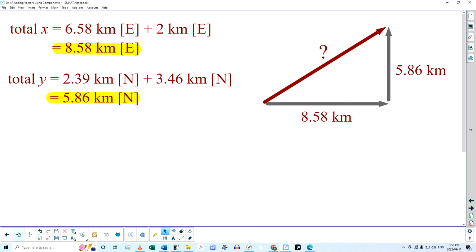We need to find the length of that, which will be the magnitude of the total displacement, and we need to find the angle, which will be a certain number of degrees north of east. Give everybody just a minute here to calculate the hypotenuse. It's the Pythagorean theorem that you're using.